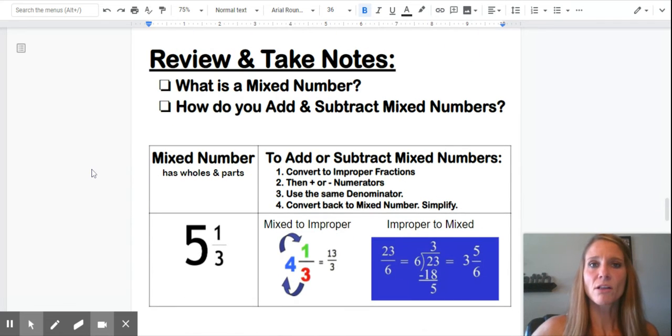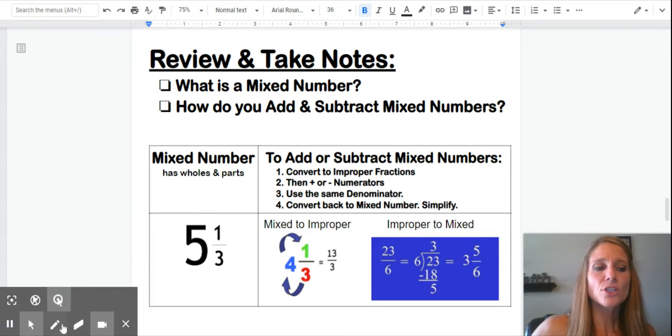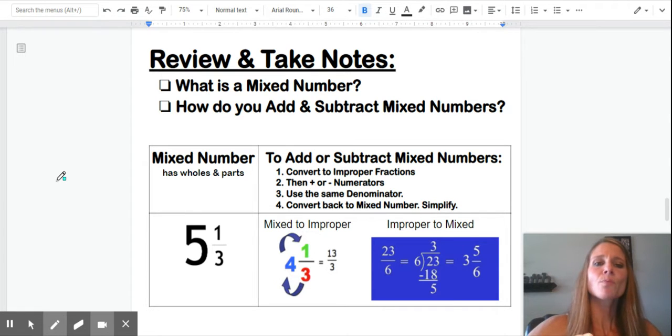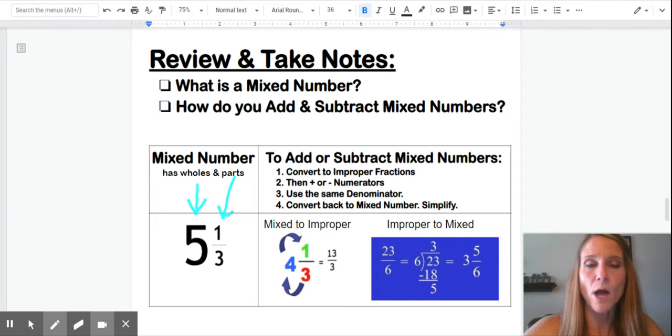Our next skill for this chapter review or chapter opener is involving mixed numbers. So let's first talk about what is a mixed number. Mixed numbers have to do with the fraction idea. Mixed numbers have wholes, but they also have a fractional part as well. So if we had 5 whole cookies, but then a smidgey of another, we would have 5 and 1/3 of the next one. Not enough to make it a complete cookie, but just a fractional piece. We call these mixed because they're mixed up of wholes and parts.